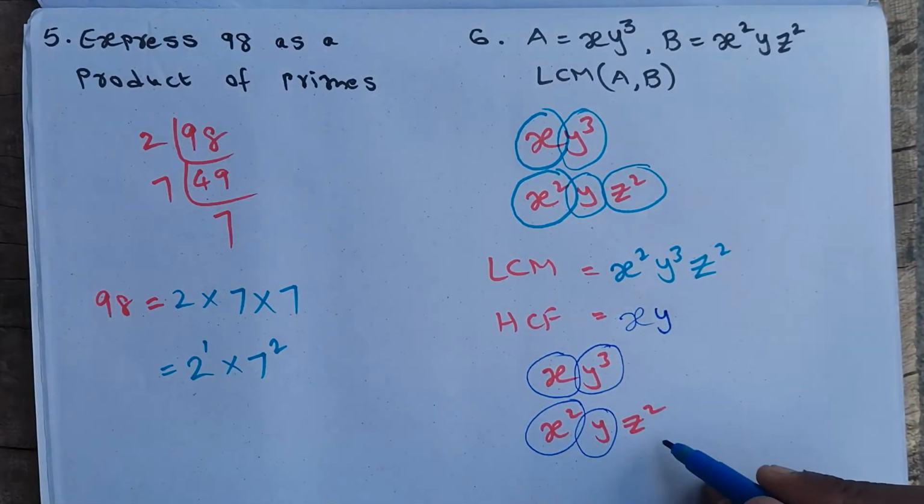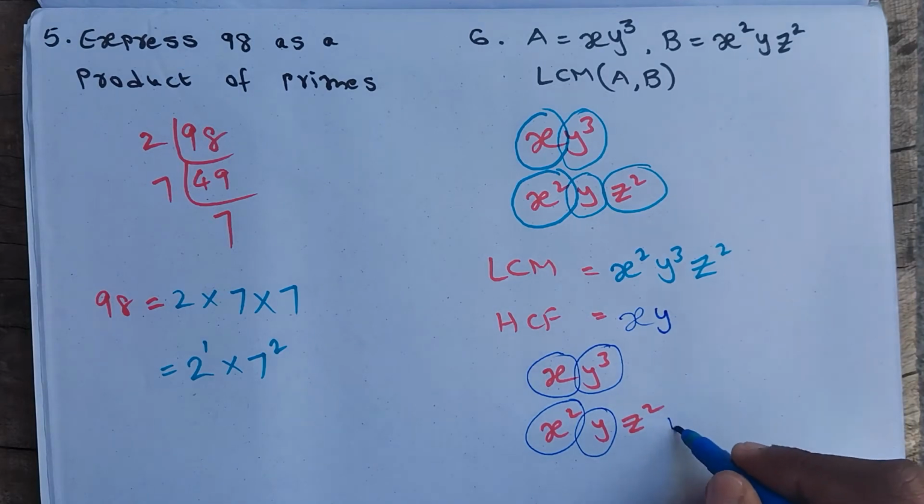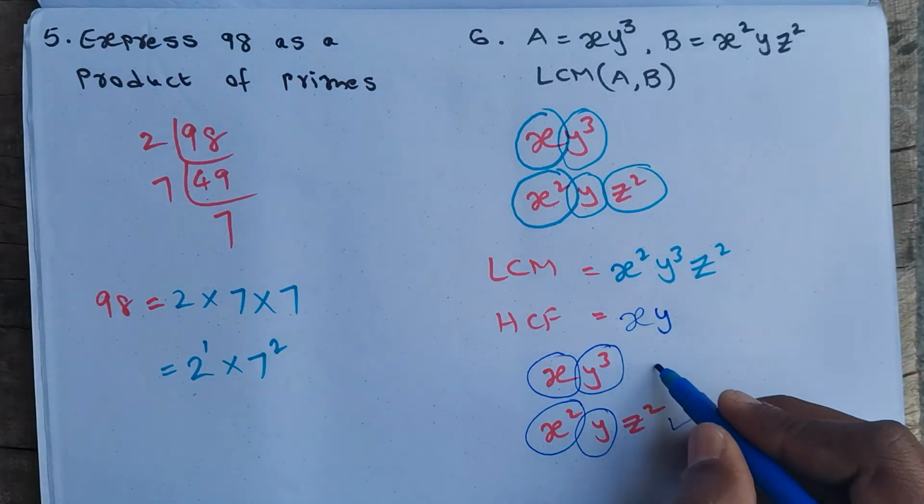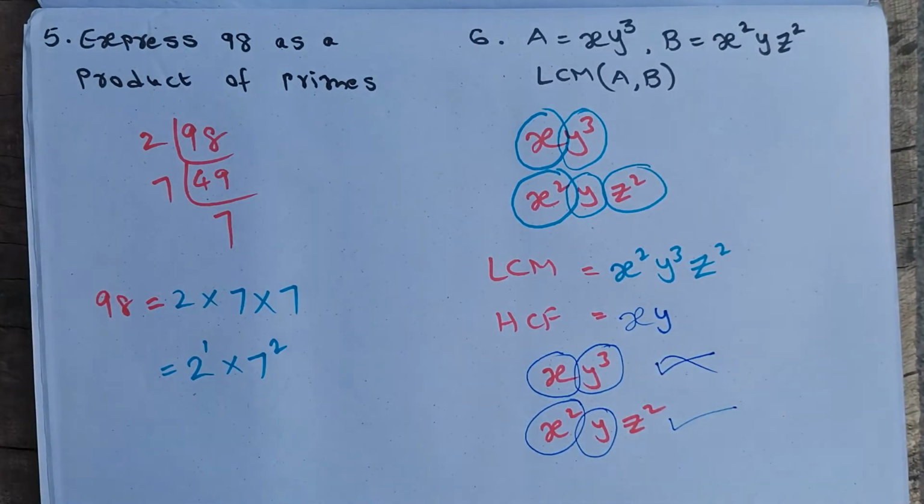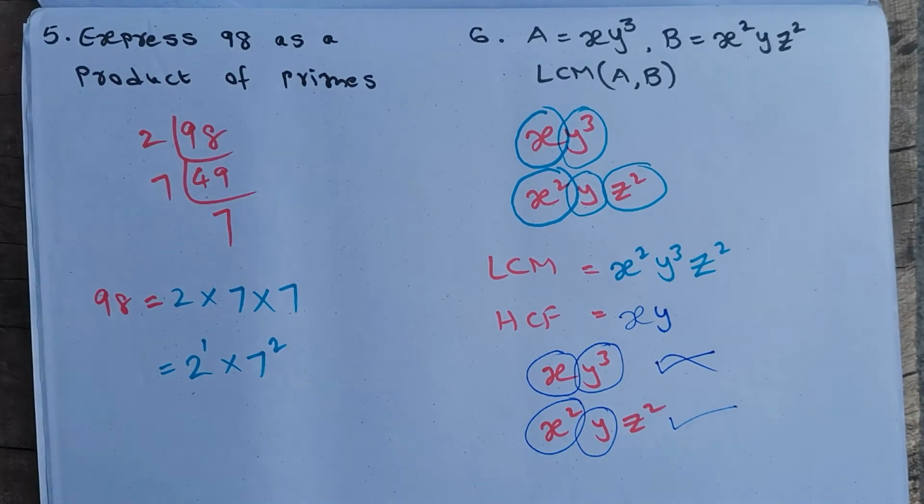Now here z square is there in the second one, but z term is not there in the first one. So that's why completely forget about z in the HCF. So then HCF is x into y.